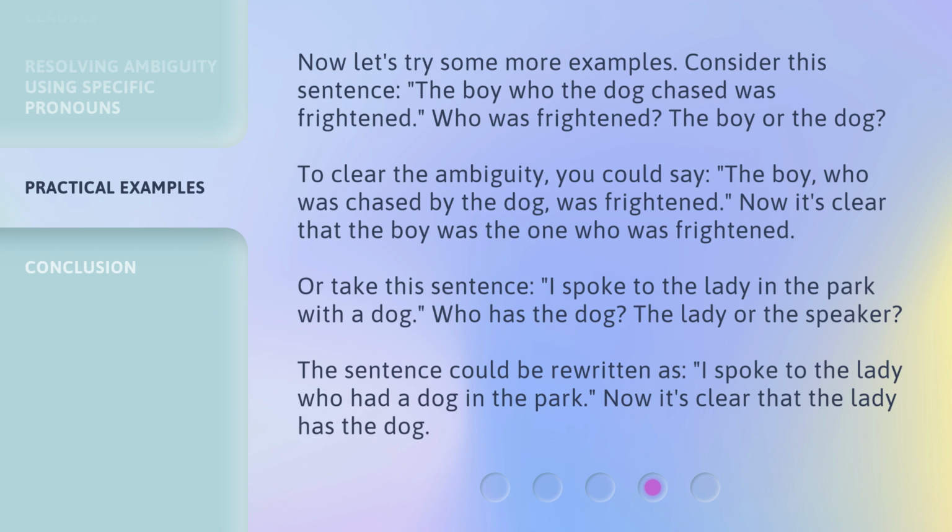Or take this sentence: "I spoke to the lady in the park with a dog." Who has the dog, the lady or the speaker? The sentence could be rewritten as, "I spoke to the lady who had a dog in the park." Now it's clear that the lady has the dog.